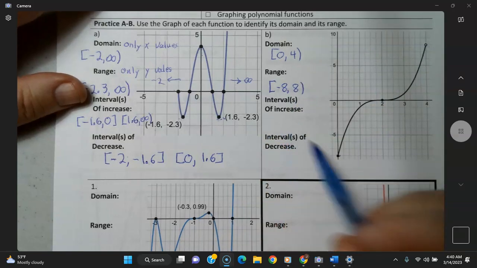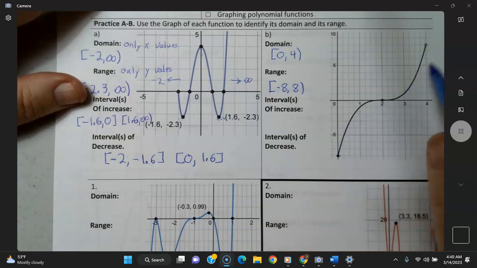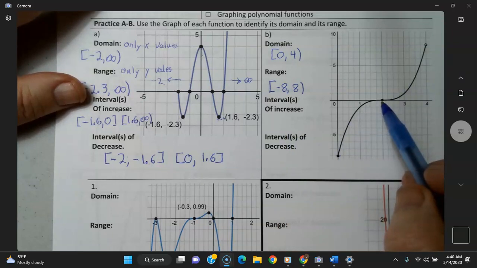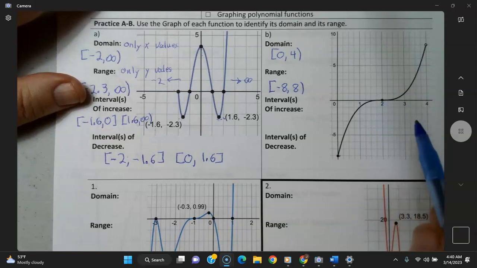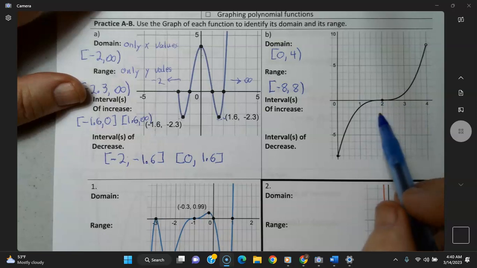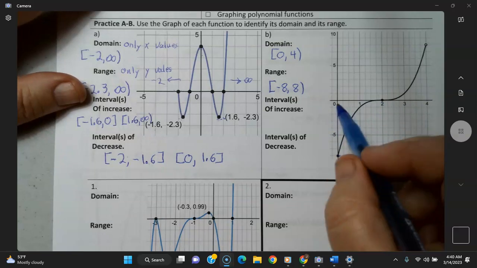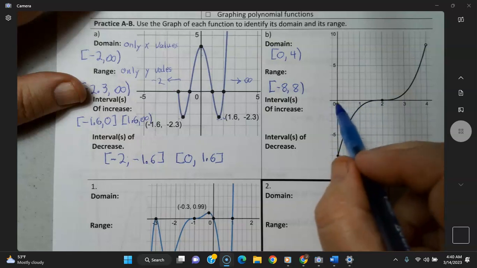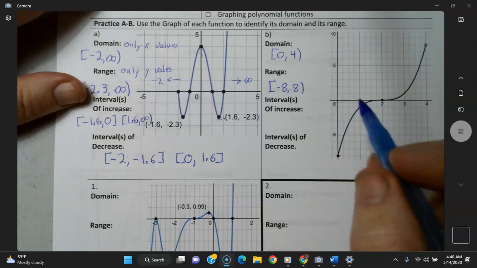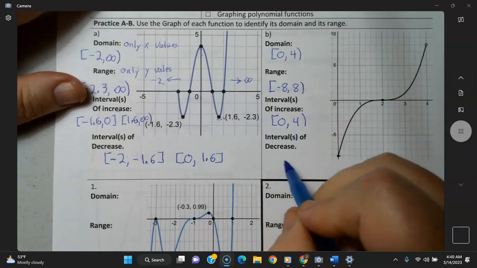All right, intervals of increase. The entire interval is an interval of increase. That may look like it's flat, but it's not. It's always either going down on this side of the dot or up on this side of the dot, so it's never truly flat. For intervals of increase, you only want the x coordinates. So that's from 0 to 4. And intervals of decrease, there are none.